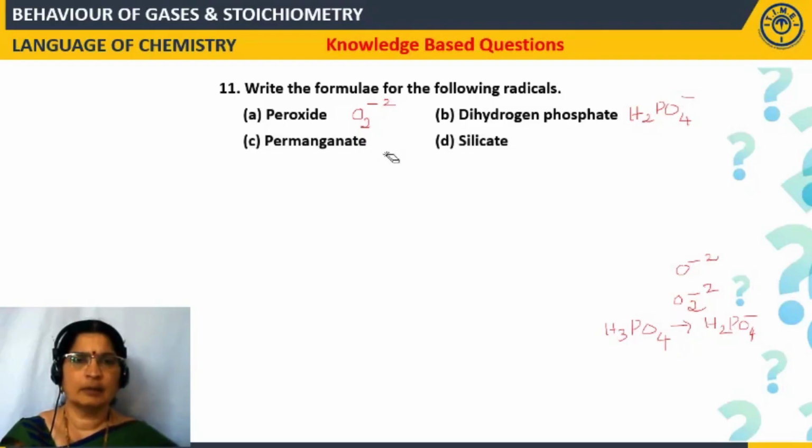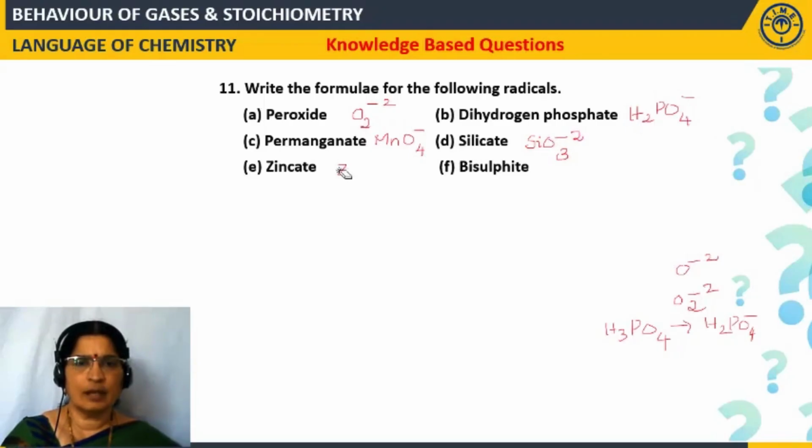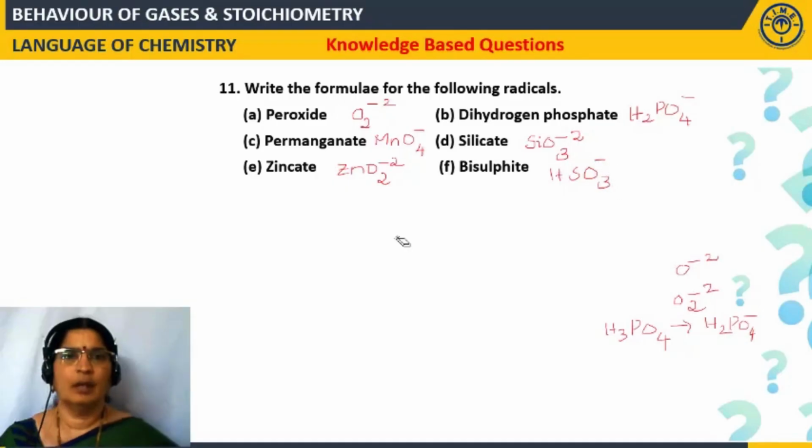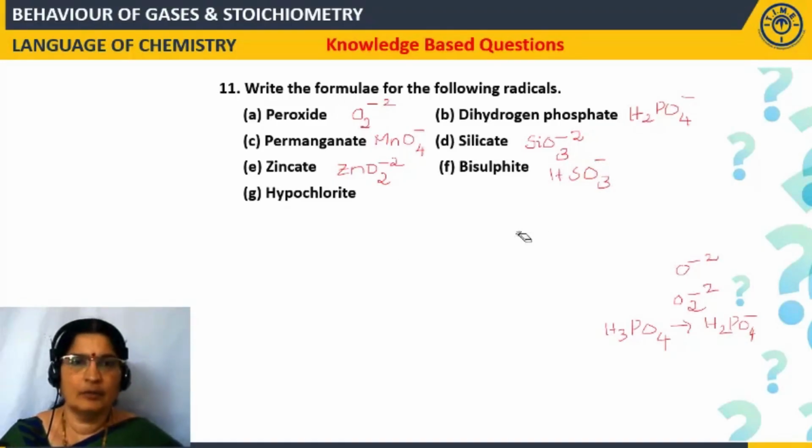Permanganate is MnO4 minus. Then silicate, SiO3 minus 2. Zincate, ZnO2 minus 2. Bisulfite, HSO3 minus. Fine. Hypochlorite. So you know that the formula of hypochlorous acid is HOCl.